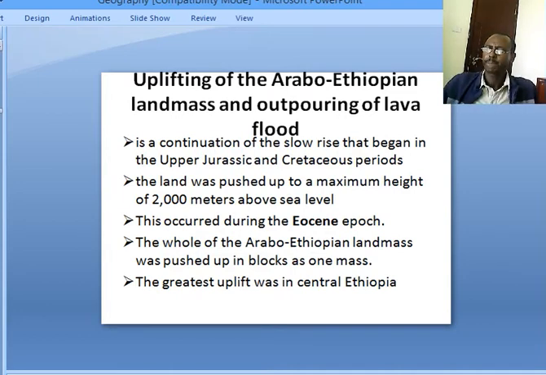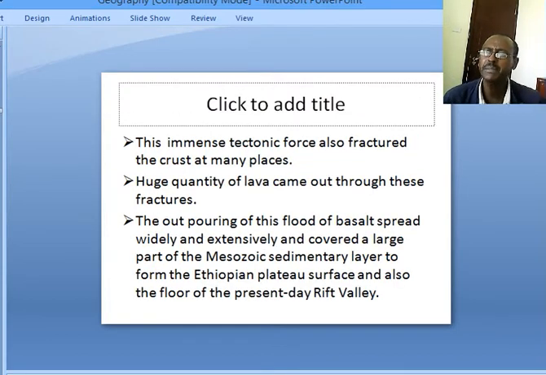mass. So the greatest uplift was in central Ethiopia. This immense tectonic force also fractured the crust in many places. It started to fracture. So a huge quantity of lava came out of these fractures.